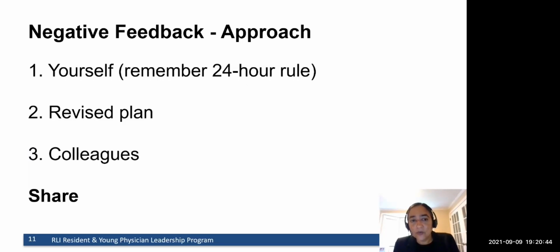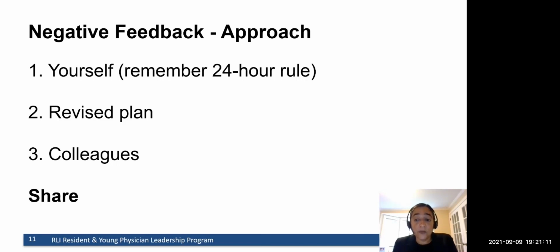First, think about yourself and remember the 24-hour rule. So if you find that the type of feedback that you're receiving really upsets you, definitely wait a little bit before you respond to it. Again, it helps to have a little time passed after that initial sting where you can think more clearly about what the person giving you the feedback was trying to convey and what you can do about it.